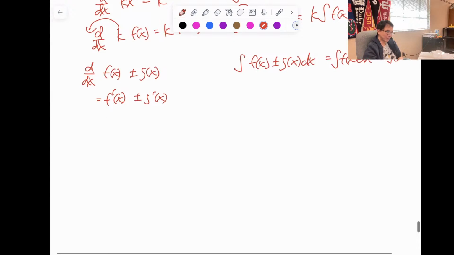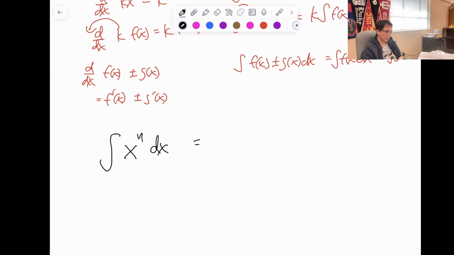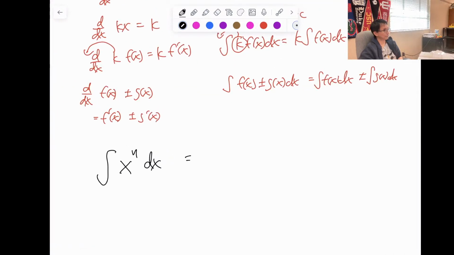Now, I'm going to write something very important today, which is a rule that you're supposed to know: the integration of x to the n. What's the integration of x to the n? Can you guys come up with a formula for the integration of x to the n?